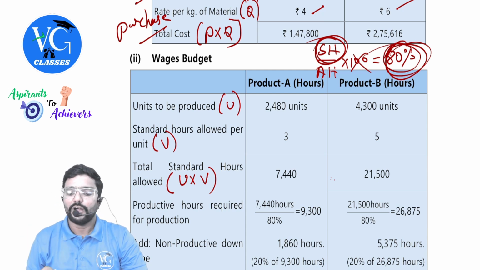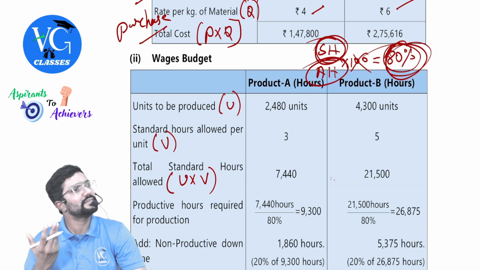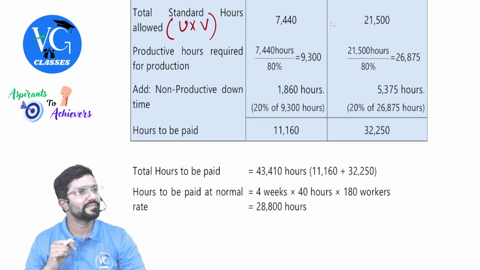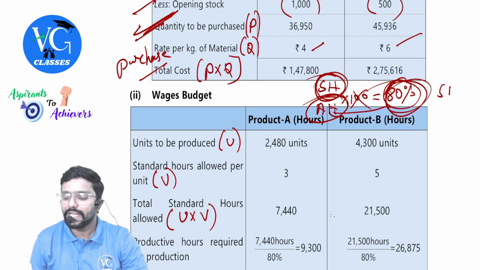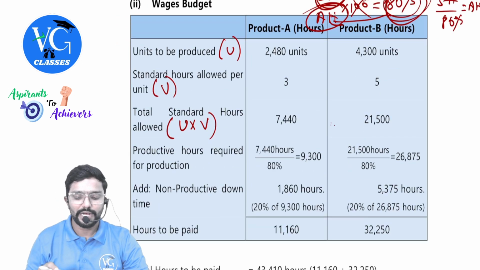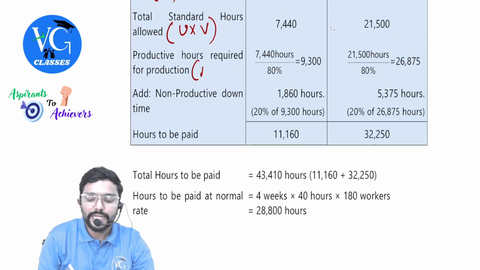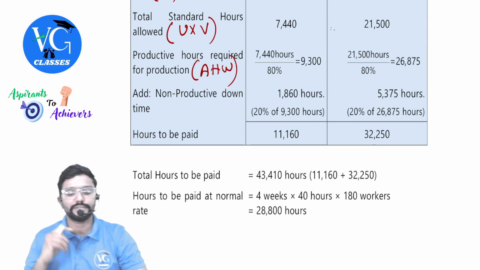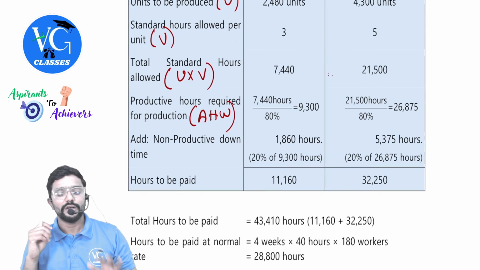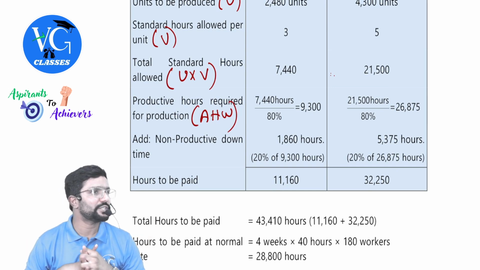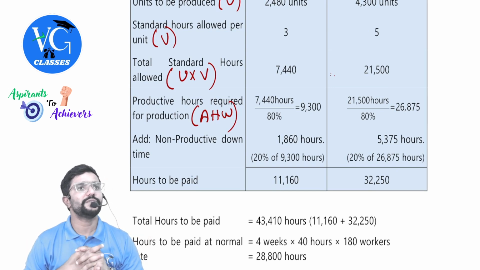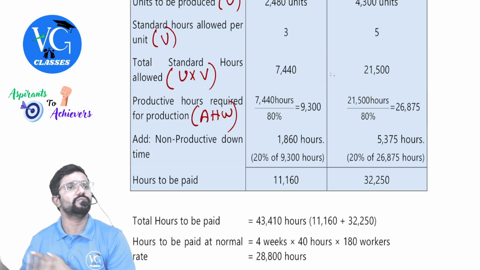Now, how much is actual hours? Can we calculate? Divided by 80%. Guys, just interchange the position. Standard hours divided by 80% will be equal to what? Actual hours. So this is nothing but actual hours worked, guys. How much is that? Standard hours divided by efficiency ratio. You got actual hours worked.